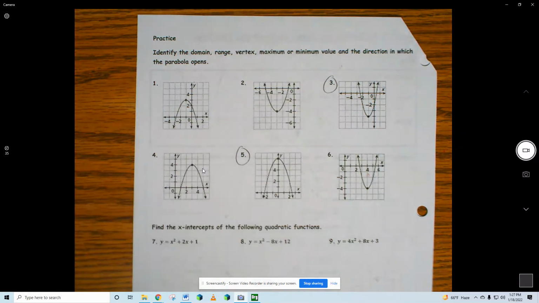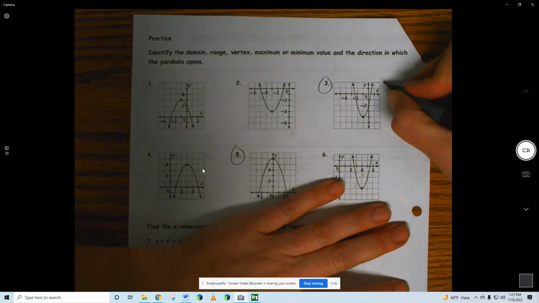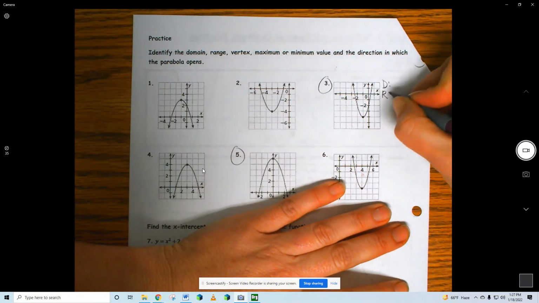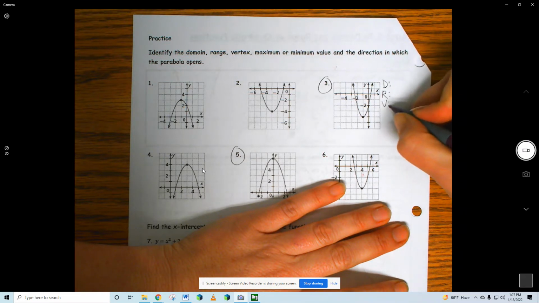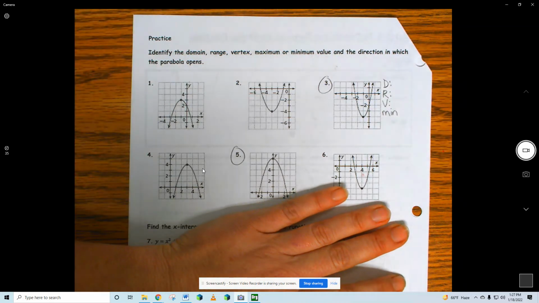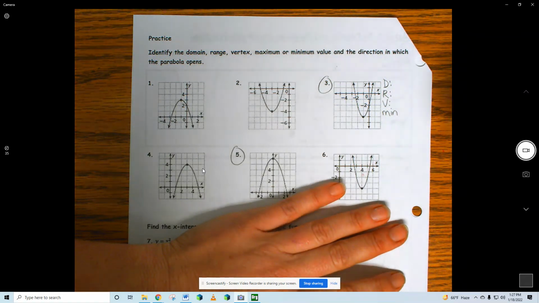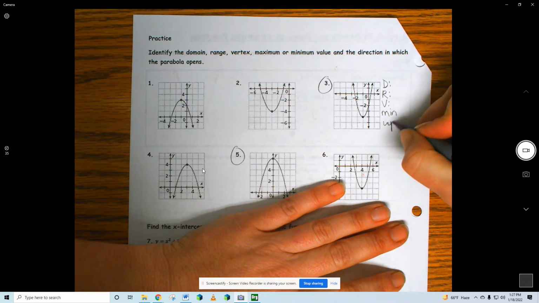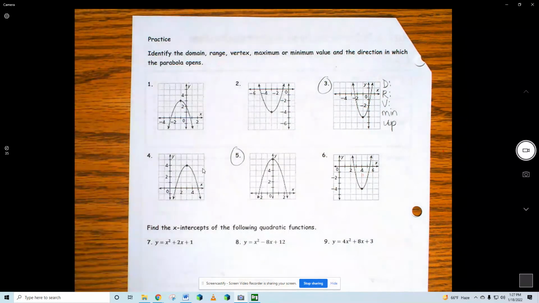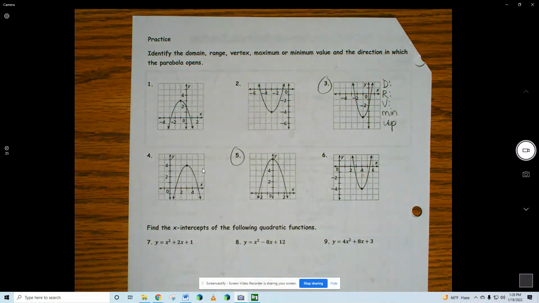I have to label myself domain D, range R, vertex. I'm just going to write that I know it's a minimum because I'm looking at it and it has a low minimum point. And then it opens up or down, it opens up. So, domain, it goes left to right. Domain is left to right. Negative infinity to positive infinity.